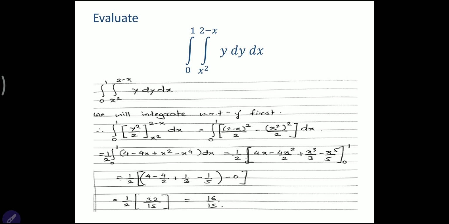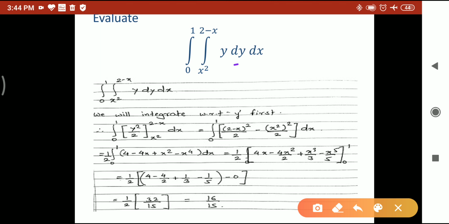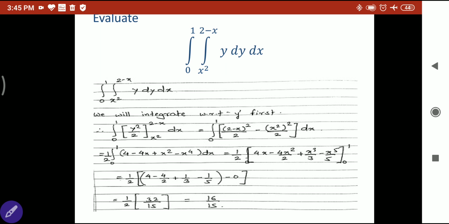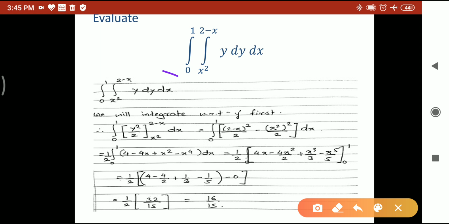Now let's see one example of how to solve the problem. Suppose you have the integration from 0 to 1 and x square to 2 minus x of y dy dx. See, the integration does not depend on the order written here, it depends on what kind of limits you have. The limits x square to 2 minus x are the limits of y, and the limits of x are 0 to 1. Since the limits of y are variable, we have to integrate with respect to y first, and then with respect to x.